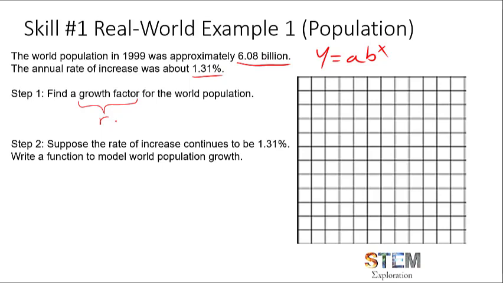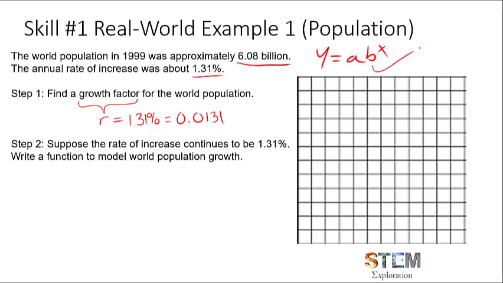The growth of this is going to be the decimal form of the increase. What I see here is that this is 1.31%, and in decimal form, 1.31% would be equivalent to 0.0131. The reason that this is important is that if we're talking about a growth factor for a given function, this is what we use to find out what the b value should be.